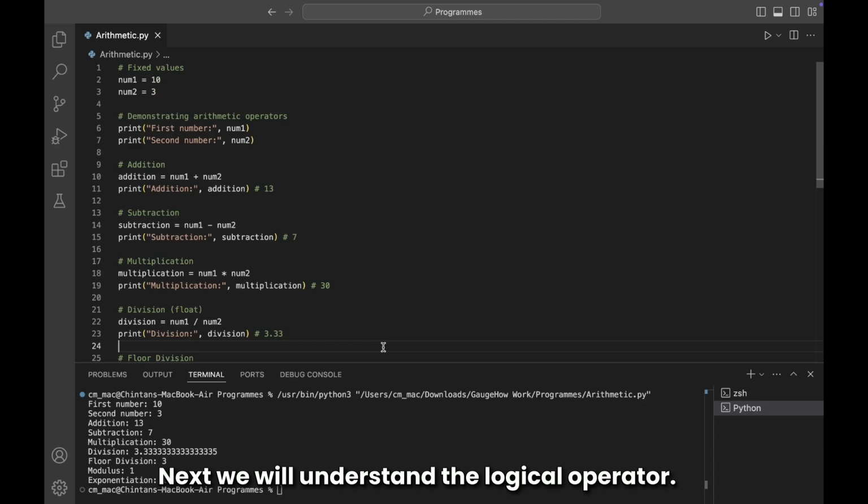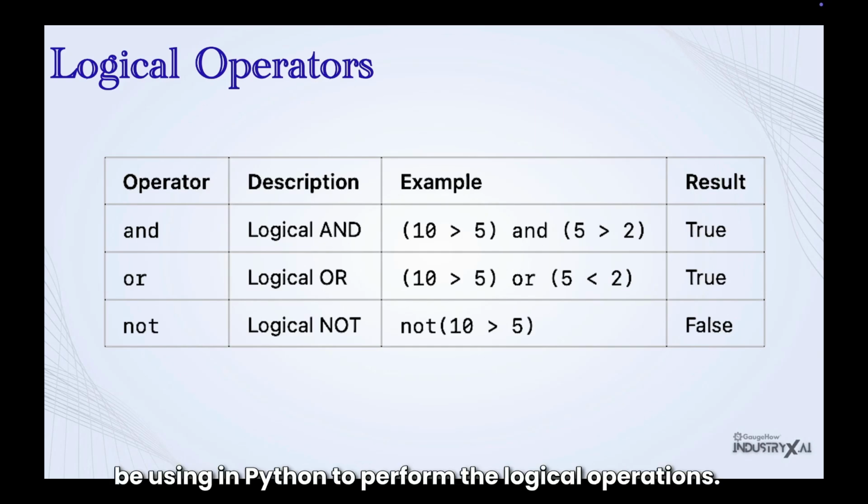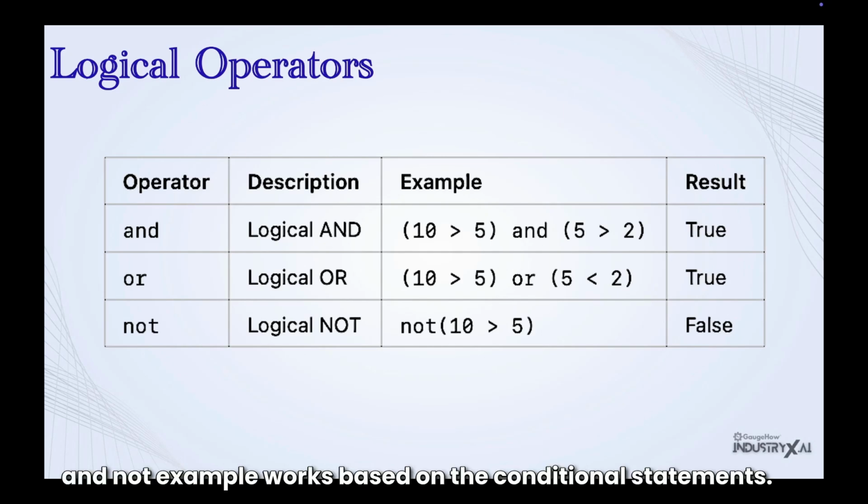Next, we will understand the logical operators. For that, again go back to the slide. These logical operators are used to combine conditional statements. As you can see in the example, we will be using three different operators: first and, then or, and not. These are the inbuilt keywords that we will be using in Python to perform logical operations. These and, or, and not examples work based on conditional statements.